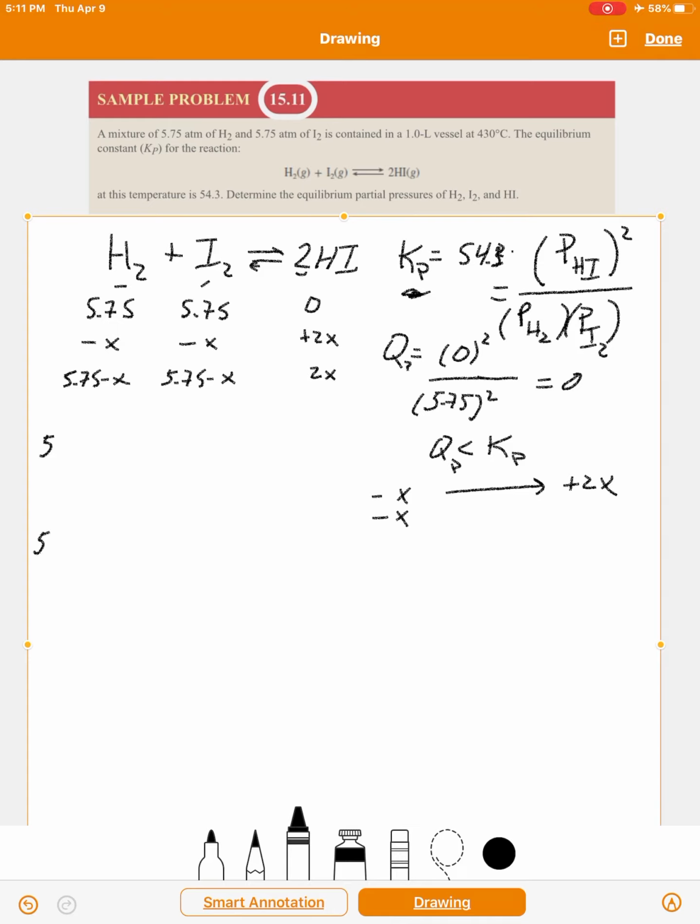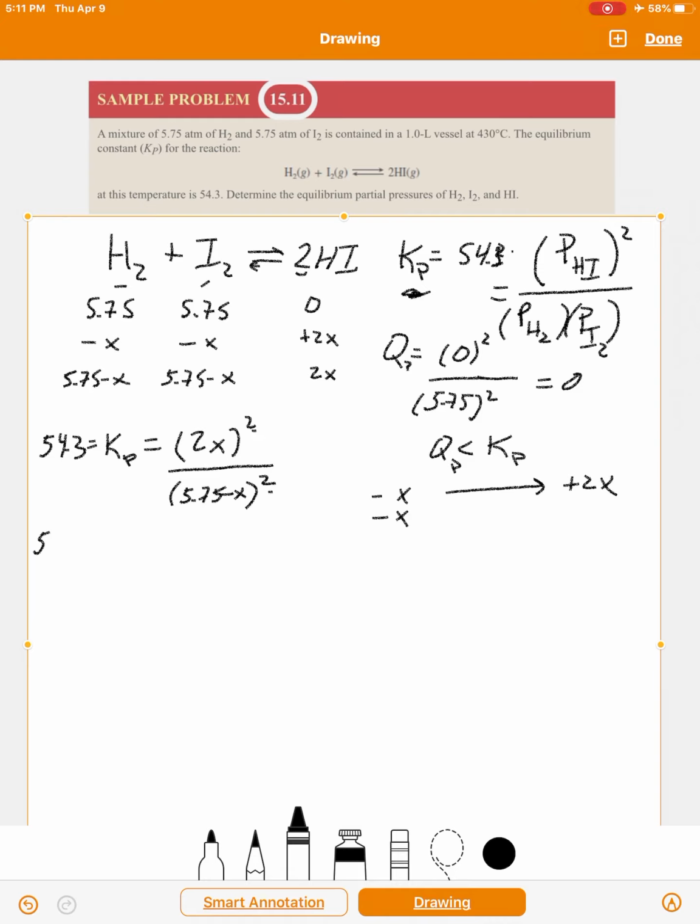Actually, why don't I just do it up here? 54.3 is Kp. And that is equal to the pressure of HI squared, so that's 2x squared, divided by the pressure of H2, which is 5.75 minus x. However, I2 is the same, so instead of writing them out as two separate parentheses, just write squared. All right, can't do that if the numbers are different. If it was 5.75 minus x and then 5.15 minus x, you wouldn't be able to do that. But here you can.